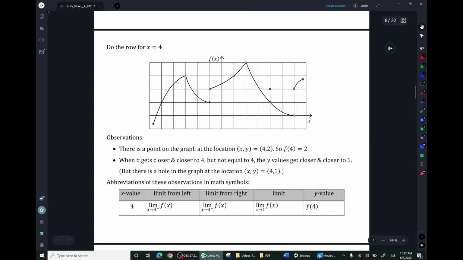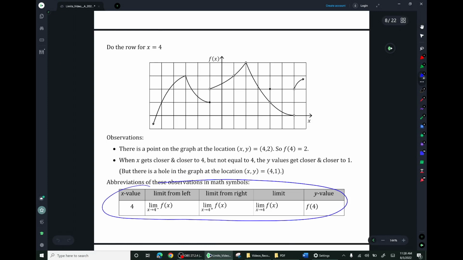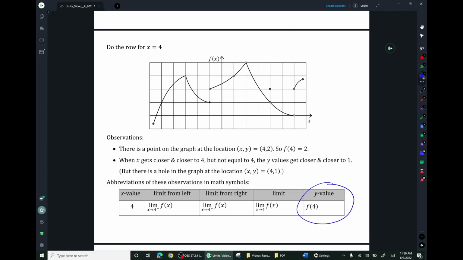Let's go on. All right, now we're going to do the row of the table for x equals 4. As with the previous page when we were discussing the row for x equals 1, we will focus our attention on just these two cells of the table. We won't worry about these two. So as we did in the previous page, we'll start by filling in this cell. That is, we need to find the y value when x equals 4.